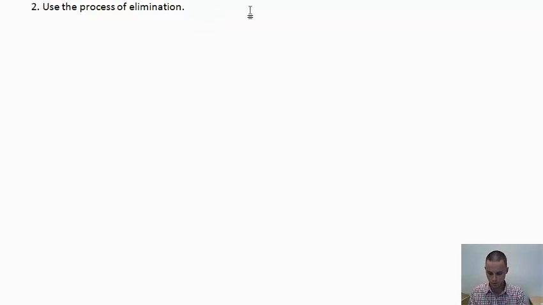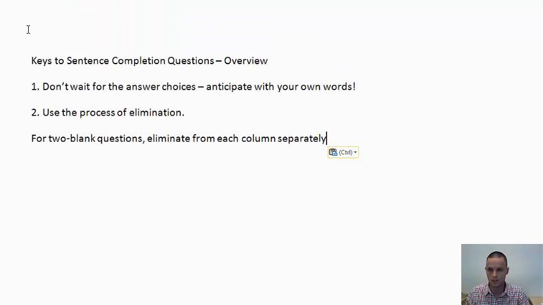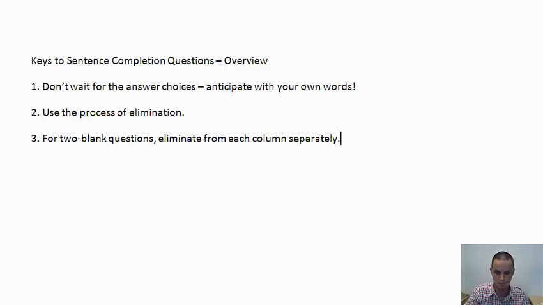And then, number 3, for the 2 blank questions, we want to make sure that we always eliminate from each column separately. So, we want to go down, cover the second column, and eliminate based on the first column only. And then, let's say we eliminate A and D from the first column, we cover the first column and eliminate using the second column. But guess what? A and D are already off the board. This is one of the most effective strategies to get questions right that you otherwise wouldn't, even if you don't know what some of the words mean. If you use those strategies, you can be sure to boost up your sentence completion score without even improving your vocabulary.